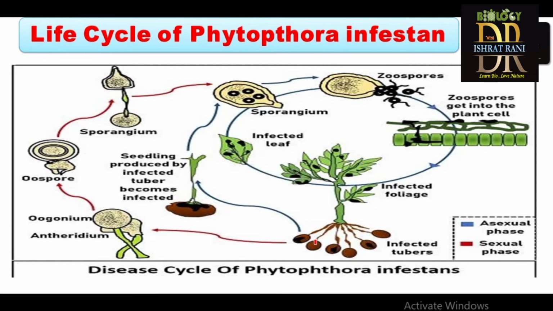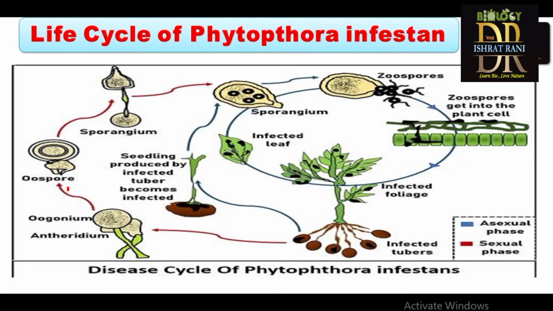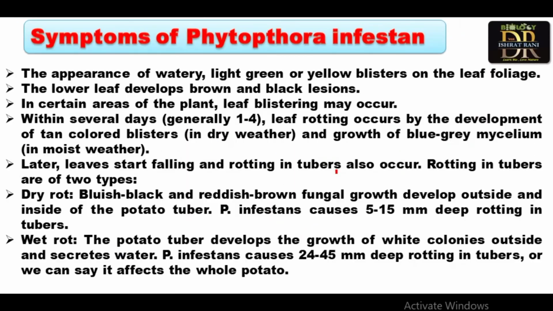While in the sexual life cycle, you can see that the hyphae or the infected tuber have two types of different mating strains. Oogonium is a female strain and Antheridium is a male strain. Then both Oogonium and Antheridium will fuse together. They form oospores, and then oospores will form oosporangium. This is the sexual phase of Phytophthora infestans, and this is the asexual phase, and it causes great loss to the potato crop.